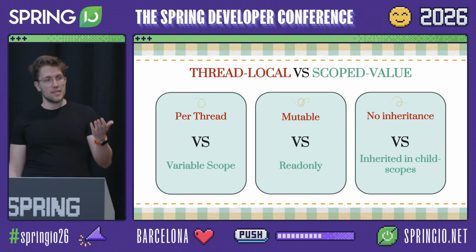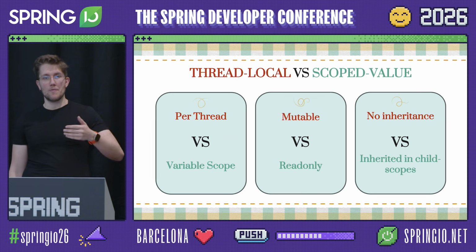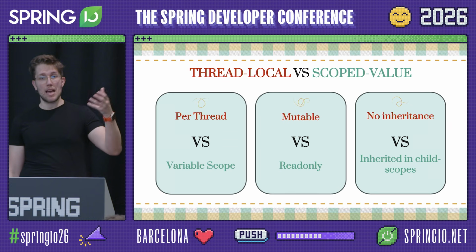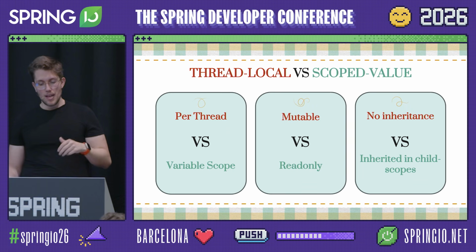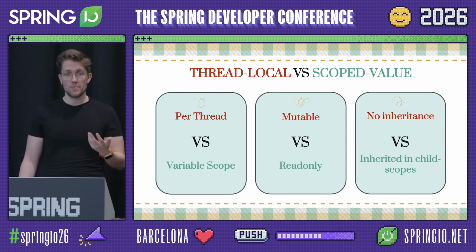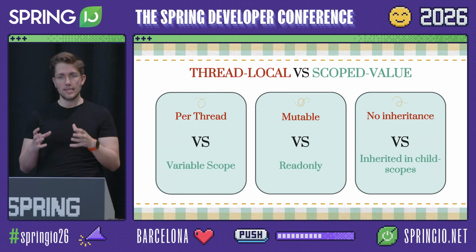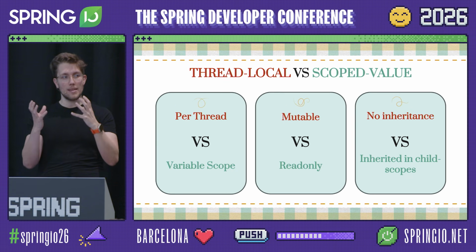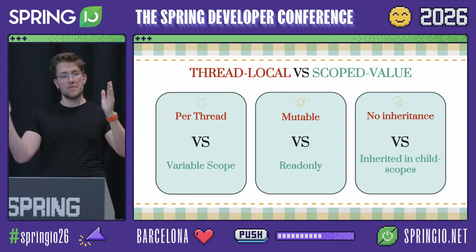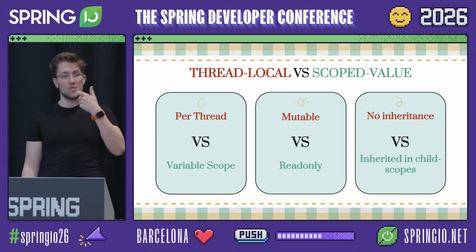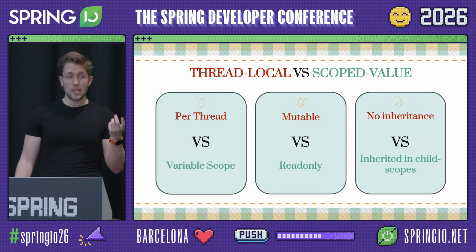The first thing, of course, is ThreadLocals are, as the name implies, per thread. So when we set it once in a thread, we have it available anywhere in this thread, but not available in other threads. Whereas ScopedValues have a variable scope. They don't care about threads, they care about the scope you provide them in. So everything, for example, in the filter chain, everything which is after this filter chain will have access to this user scope value.